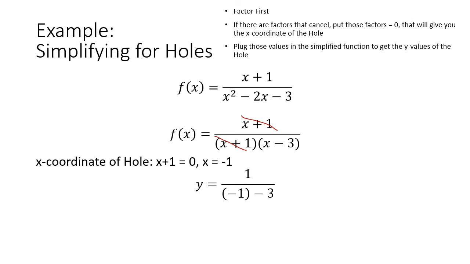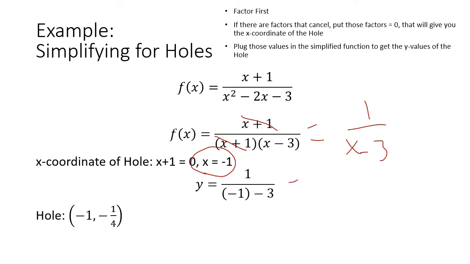So what remains from this is 1 over x minus 3. Since the x coordinate of my hole is at -1, I just plug -1 into x and I get 1 over -1 minus 3. So my hole is at -1, -1/4.